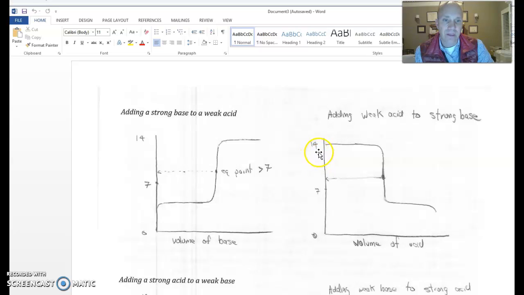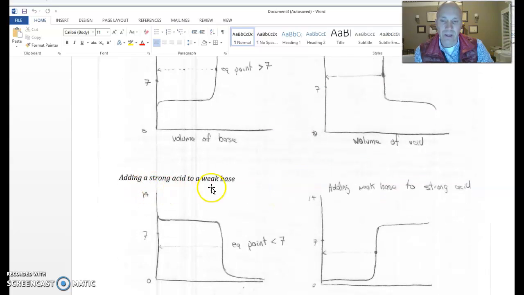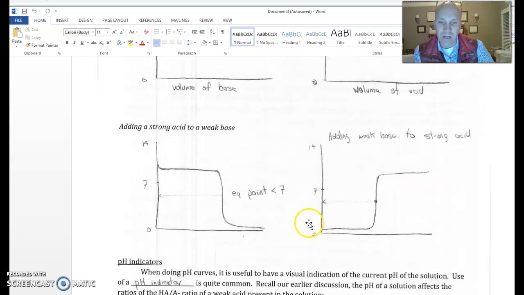All right, the adding a weak acid to a strong base. Strong base would be here, and it would be essentially the mirror image of this guy right here. So adding a strong acid to a weak base. Again, if we're starting with a weak base, its pH is not going to be quite as high as if it's a strong base. Its equivalence point is going to be less than 7. And again, we could turn the situation around and it would be the mirror opposite.